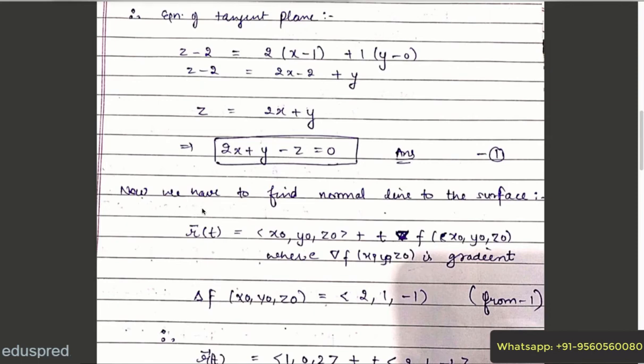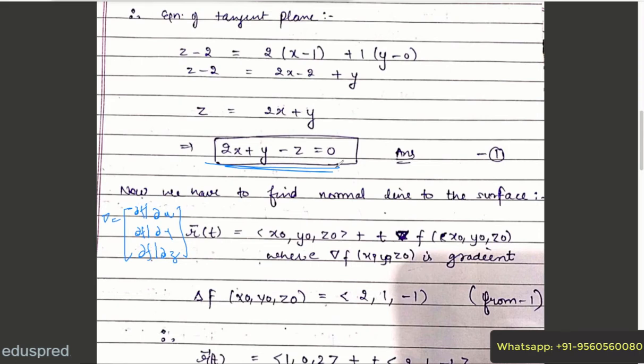Now we have to also find the normal line to this surface, which has the equation (x0, y0, z0) plus t times the gradient of the function at the point (x0, y0, z0). Now how will you calculate the gradient? The gradient would be the partial derivative of the function with respect to x, the partial derivative with respect to y, and the partial derivative with respect to z.